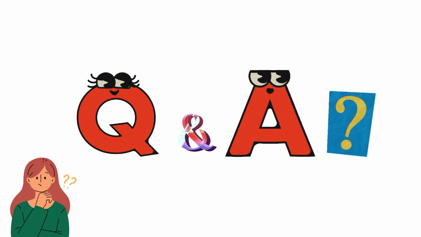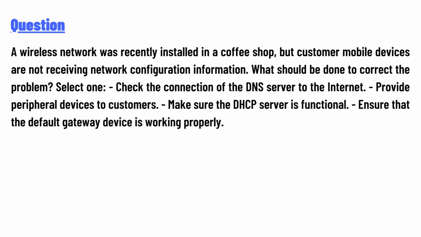So our today's question is: a wireless network was recently installed in a coffee shop, but customer mobile devices are not receiving network configuration information. What should be done to correct the problem?